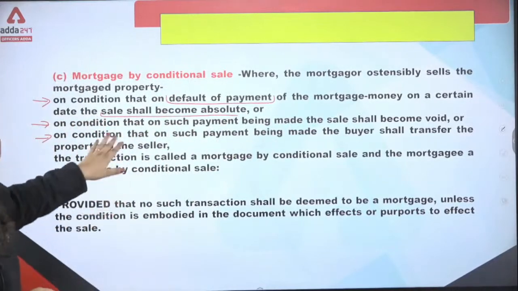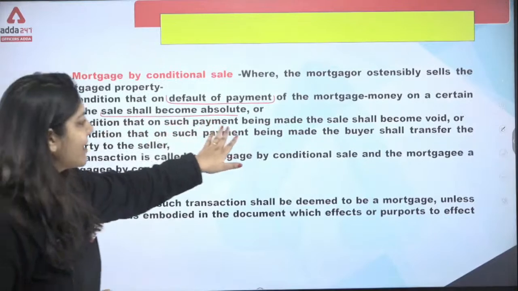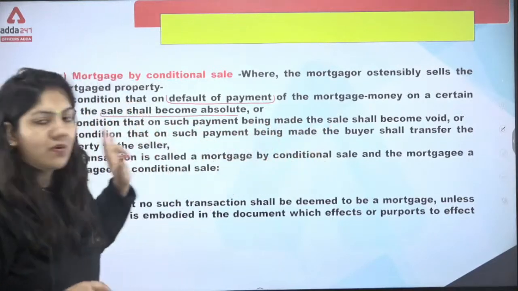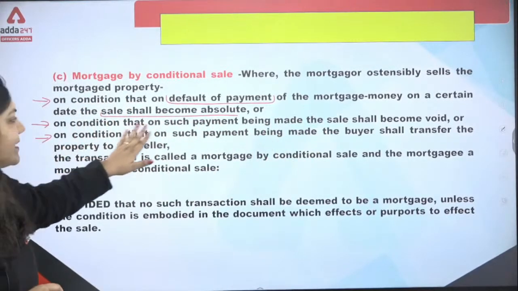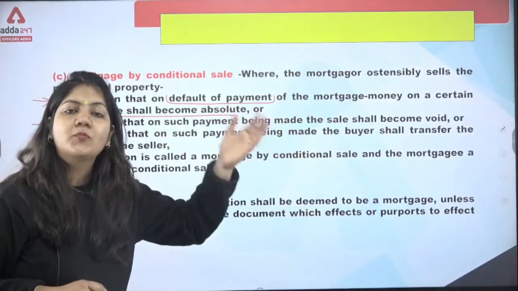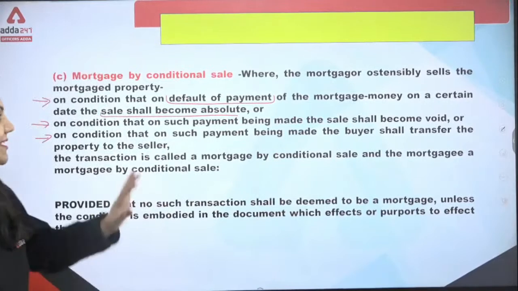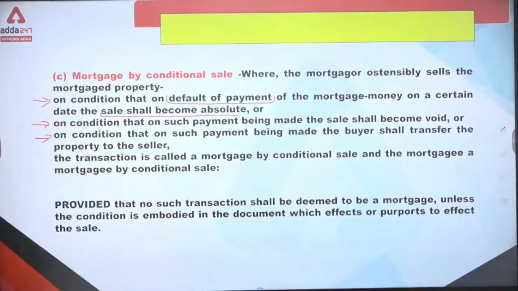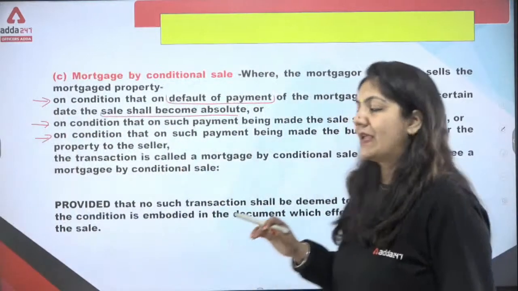Second condition, on the condition that payment being made, the sale becomes void. Next, the payment being made, then the property will be transferred from mortgagee to the mortgager. So these are the 3 conditions which come under the mortgage by conditional sale. Okay? Is that okay? Next one.